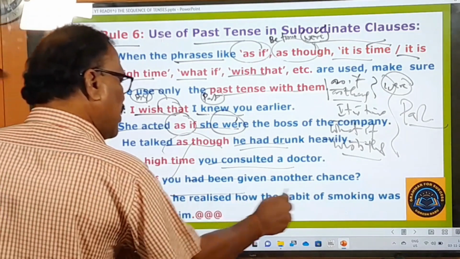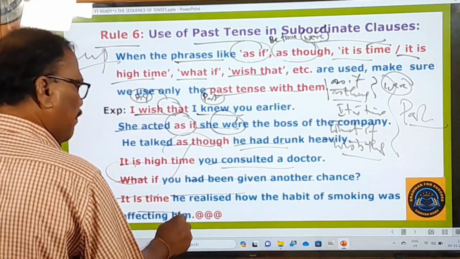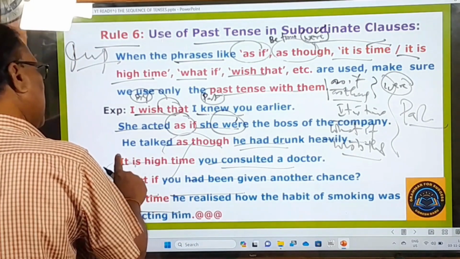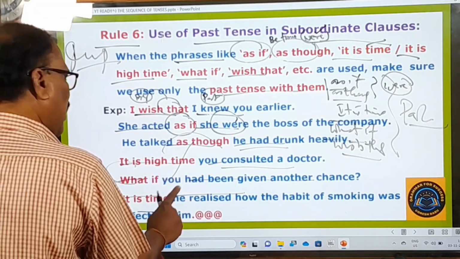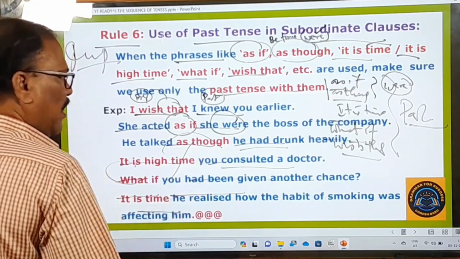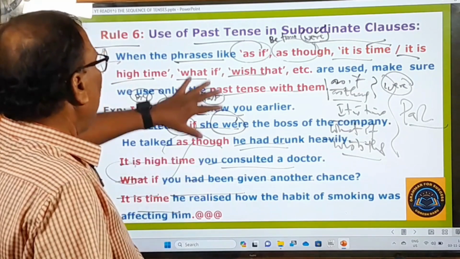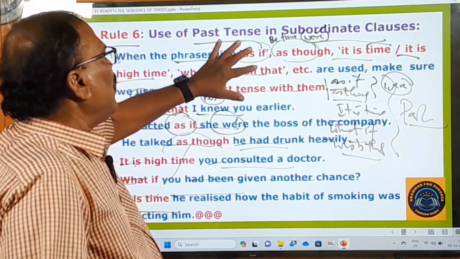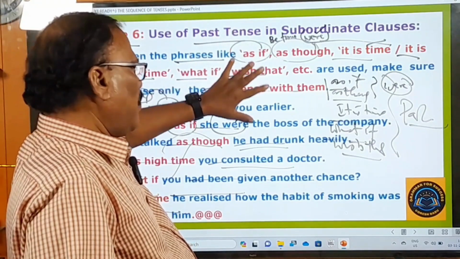What if he realized how the habit of smoking was affecting him. So here whether it is high time or it is time, okay, the simple past tense is used. With all of them we use only past tense. Please keep these points in your mind, right?